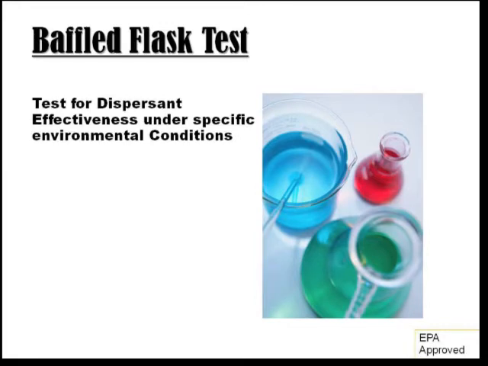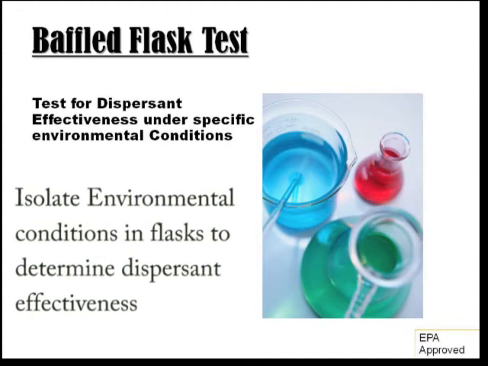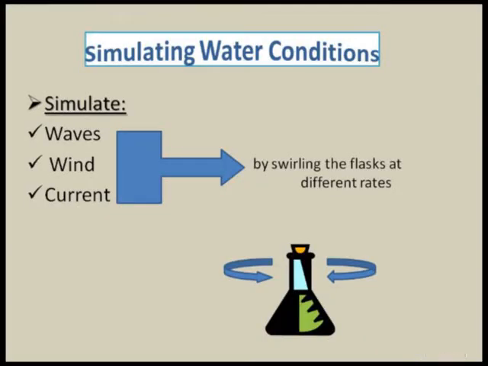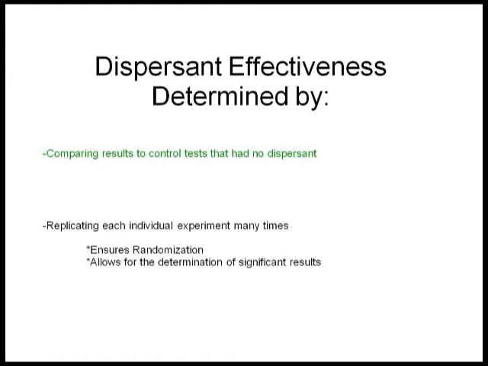The relationship of dispersants with different environmental conditions could also be determined due to the ability to isolate specific tests in flasks. These conditions include temperature, oil type, and water conditions. Water conditions being the mixing energy of currents, waves, and wind, which were simulated by swirling and shaking the flask at different speeds. Dispersant effectiveness could be tested for by comparing results to a reference test, or control test, that did not contain any chemical dispersant. Multiple flasks for each test were used, and then replicated multiple times to ensure that data was randomized and any findings could be determined as statistically significant.